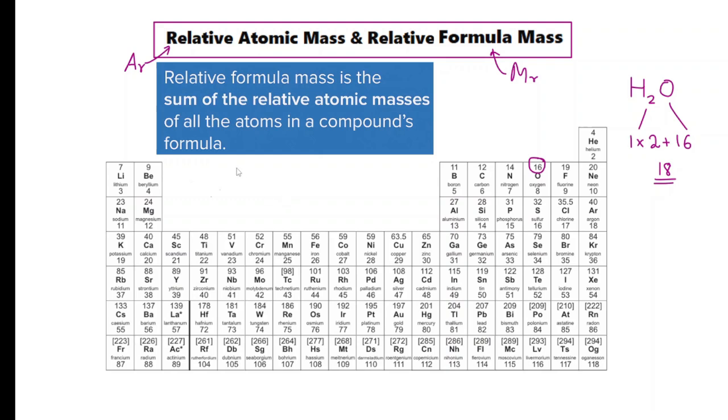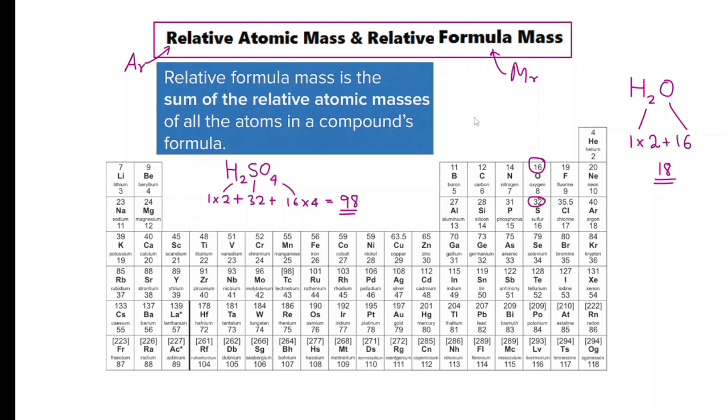Let's take another example. Sulfuric acid, H2SO4. Hydrogen is 1 times 2, plus sulfur. Sulfur is 32. Plus oxygen is 16, and you've got 4 of those, so that is 16 multiplied by 4. 16 times 4 is 64. 64 and 32 is 96. Add 2, Mr of sulfuric acid is 98.